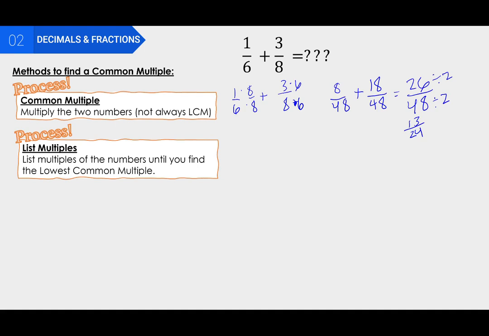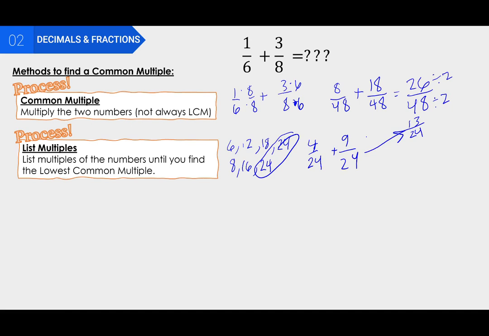Here's another method. It's just list out multiples till you find the one they have in common. So multiples of 6. 6 times 1 is 6. 8 times 1 is 8. Nothing in common there. 6 times 2 is 12. 8 times 2 is 16. Nope. 6 times 3 is 18. Not yet. 8 times 3 is 24. 6 times 4, ta-da, is 24. There we go. So if we had instead multiplied by 4 and 3 on top and bottom, we'd have 4 over 24. And the other one would become 9 over 24.